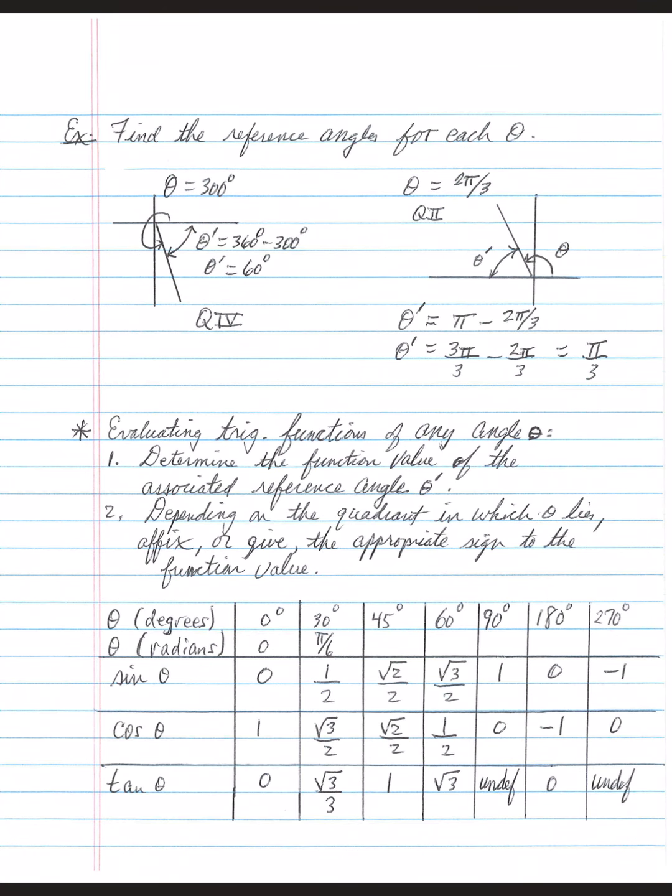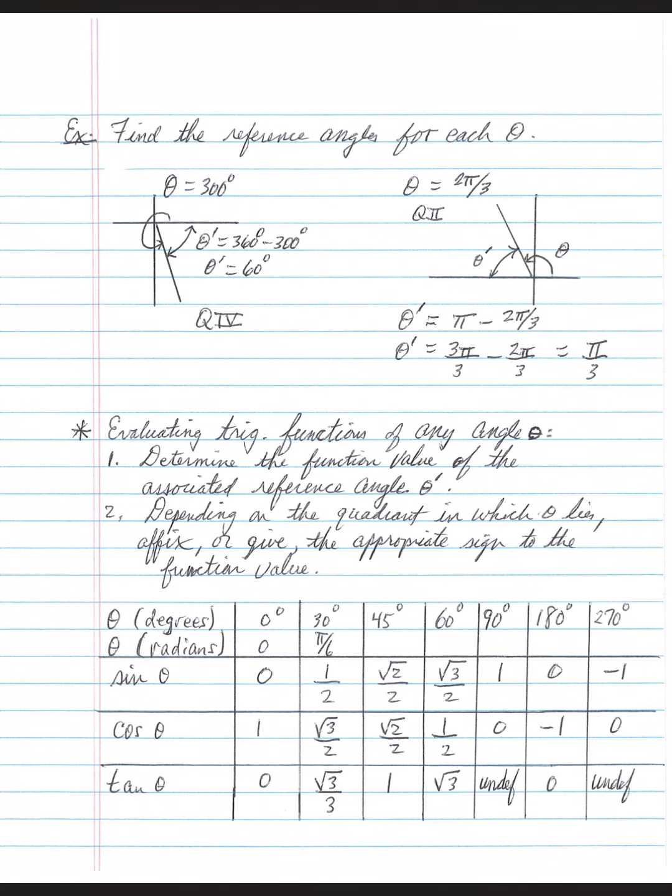Let's take an angle in quadrant 2, like 2 pi over 3, and also note this is in radians. 2 pi over 3, that's an angle in quadrant 2. The reference angle is going to be the angle from the terminal side to the x-axis. From the previous slide, a reference angle for quad 2 is pi minus the angle given. Pi can be written as 3 pi over 3, that's still 1. 3 pi over 3 minus 2 pi over 3 is 1 pi over 3.